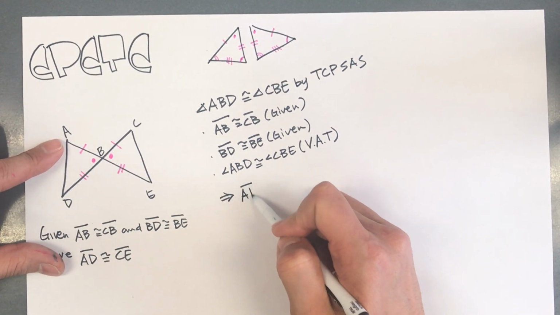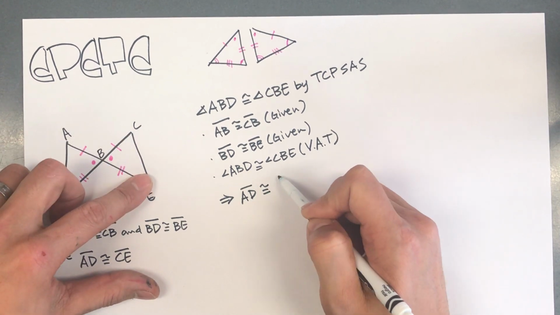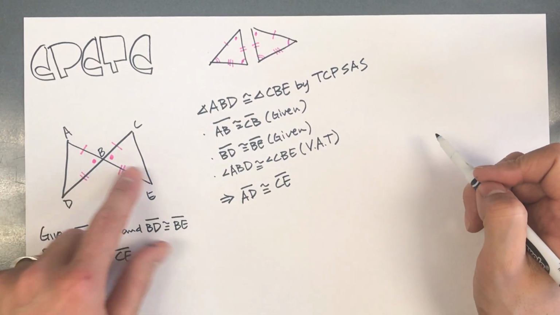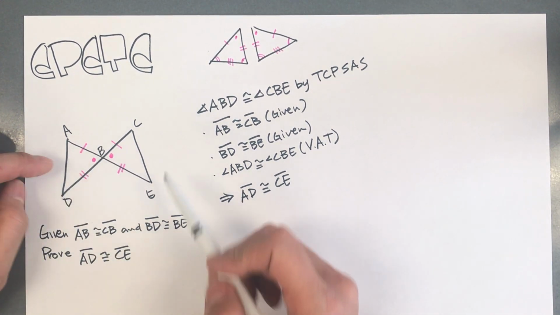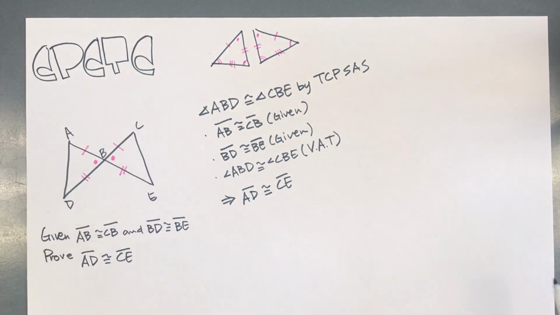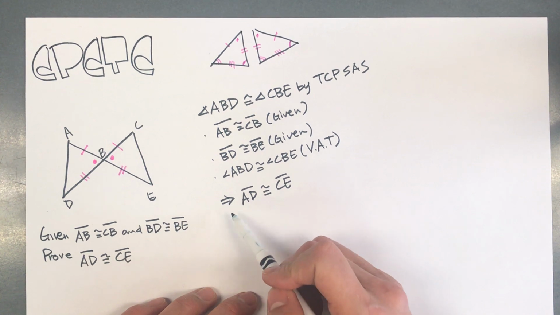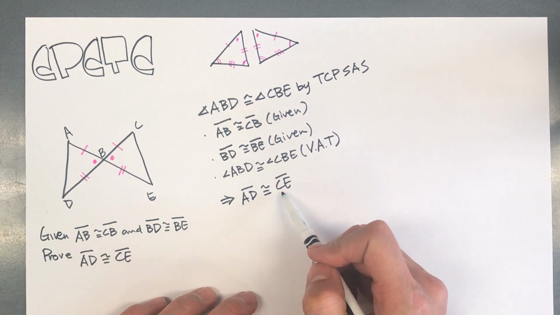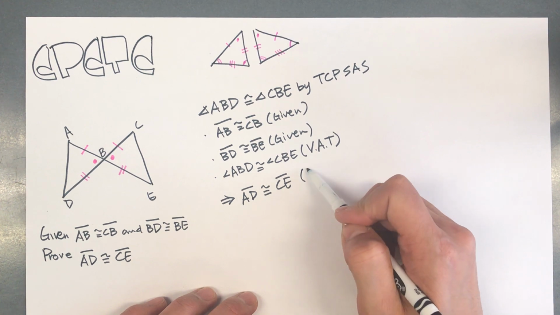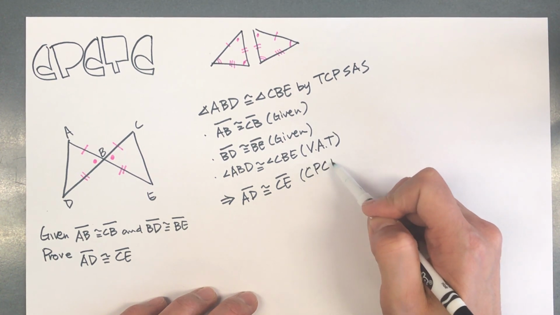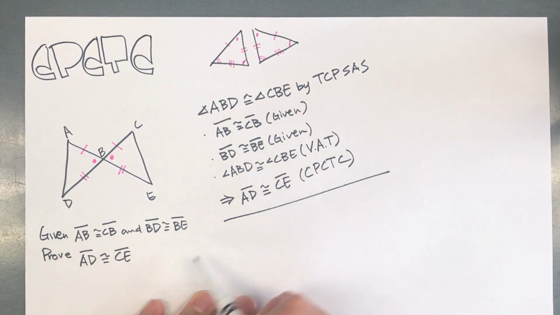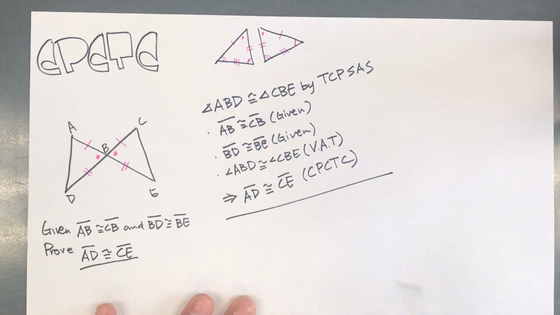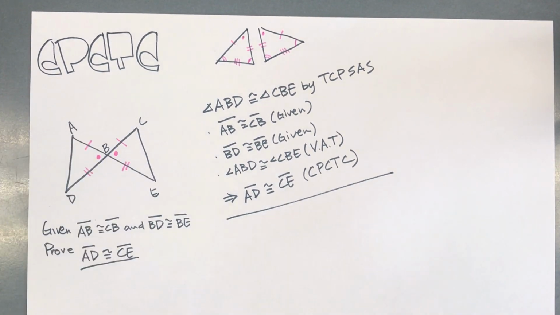segment AD must be congruent to segment CE because, think about it, these two triangles are congruent. That means every part has to match. So if this is 10 inches, for example, this has to be 10 inches because otherwise it's not going to be congruent triangles. So we say, therefore, segment AD is congruent to segment CE by corresponding parts of congruent triangles are congruent, or CPCTC. So this proves that this pair, segment AD, is congruent to segment CE.